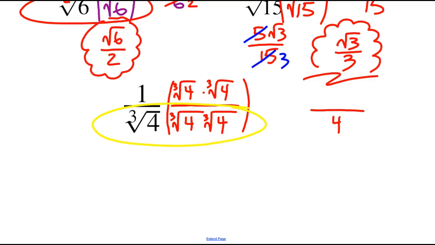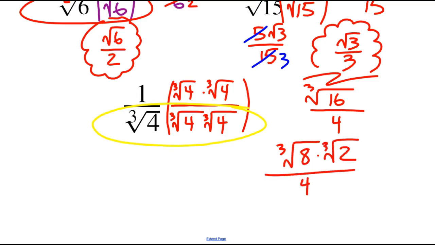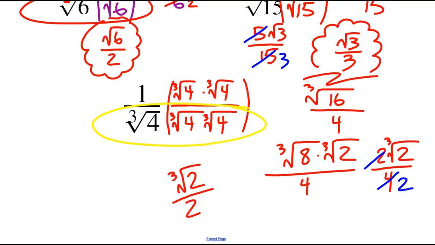The numerator stuff then will be the cube root of 16, but that has an 8 in it. So that's going to be cube root of 8 times cube root of 2 all over 4. Excuse me. That is 2 cube root 2 over 4. And then guess what happens here? 4 and 2 cancel out, leaving a 2. So that's going to be cube root 2 over 2. Legendary cube root 2 over 2.